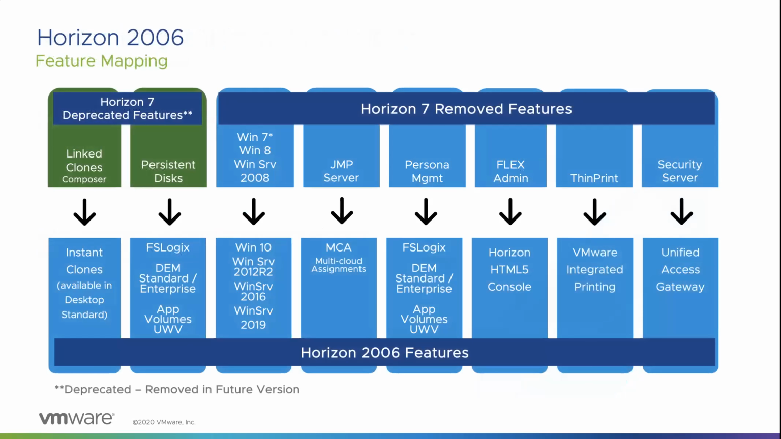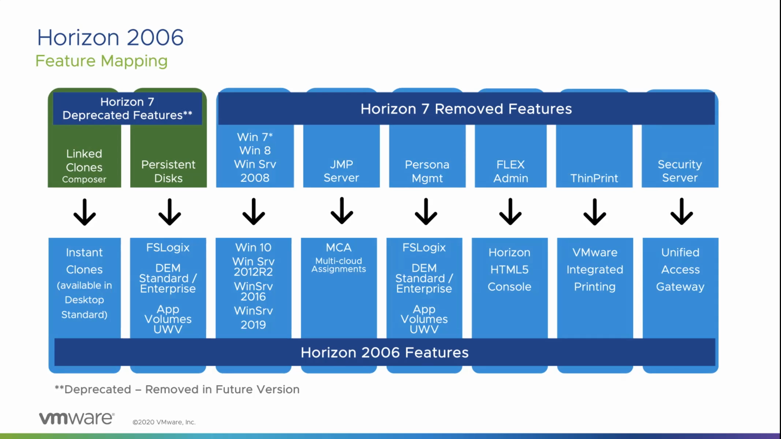So when we talk about differences between Horizon 7 and Horizon 8, there are some, as I mentioned, deprecated features in Horizon 8 2006. Link clones, composer, and persistent disk are deprecated, meaning they still work. We advise you to move off of them, as they will be removed in the next version of Horizon 8. They will not exist. So you want to move away from those legacy technologies, again, using that document I just showed as guidance.